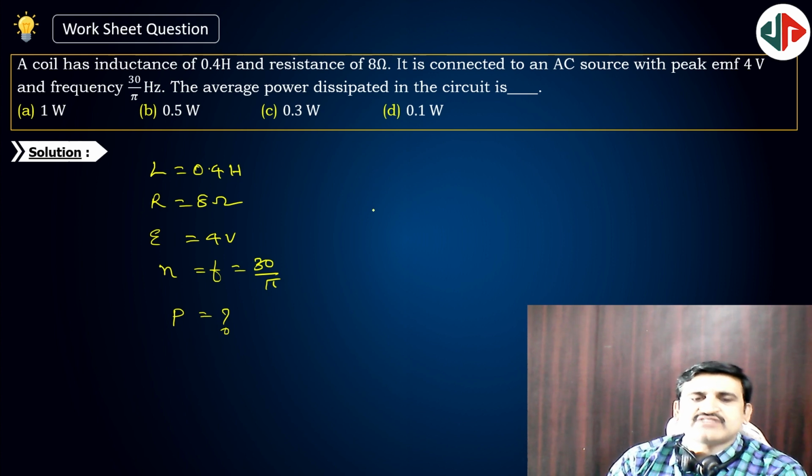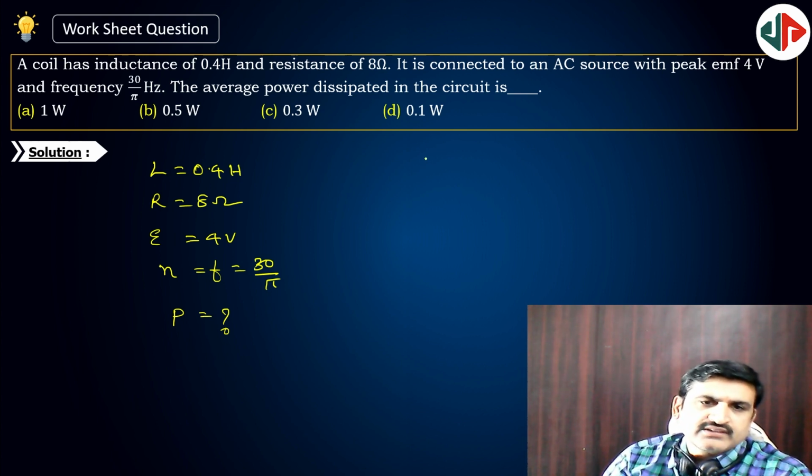EMF is equal to NBA omega sin omega t. Power is equal to V into I. NBA omega sin, that is NBA omega cos omega t. Any other short way for this? This can be done in this way. This is an inductor, this is a resistor connected to an AC source. This is LR.